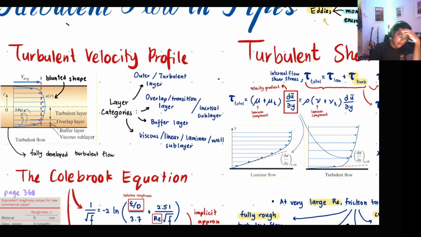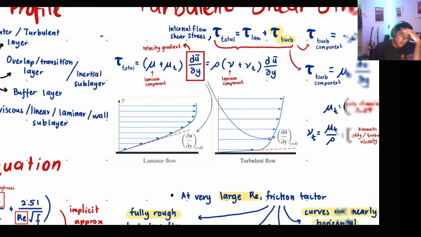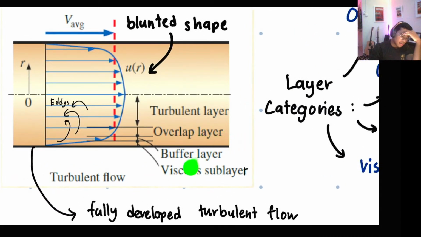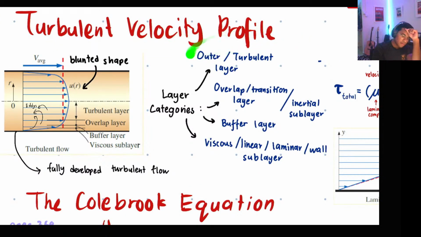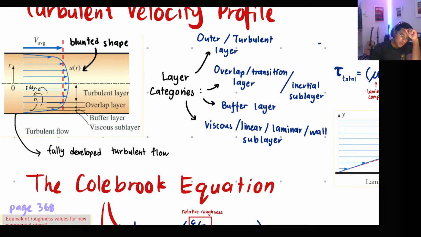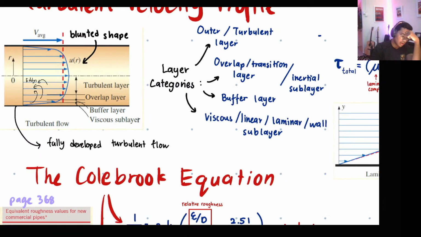Now we go to the next one. Why is the laminar flow gradient much higher than the turbulent flow? It's because it has a thinner viscous sublayer. So, the turbulent velocity profile. There are four categories of the velocity profile: the turbulent layer, the overlap transitional layer or the inertial sublayer, the buffer layer, and also the viscous sublayer, or the linear, laminar or wall sublayer.